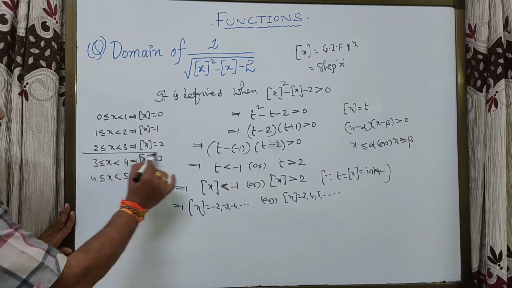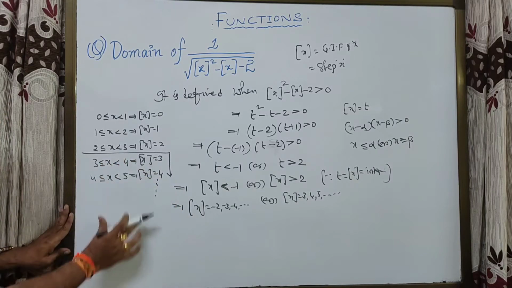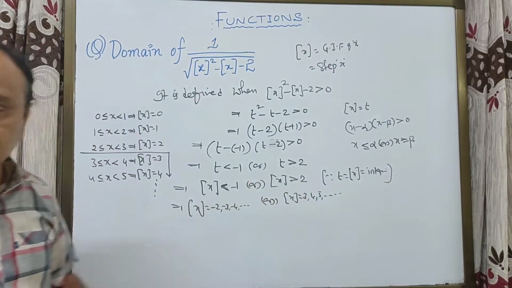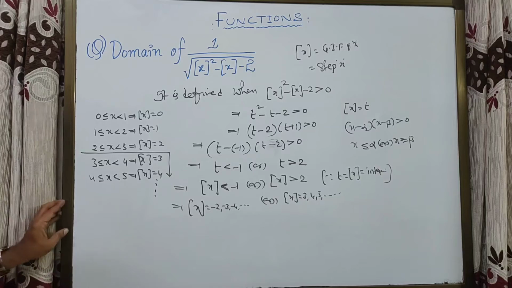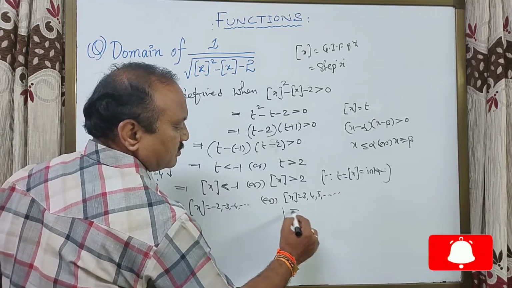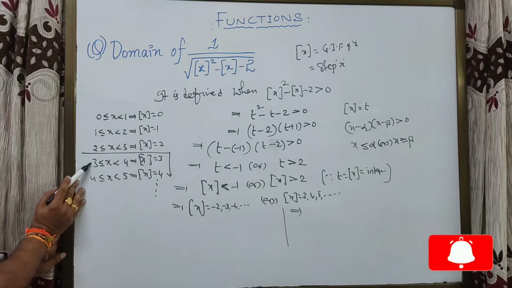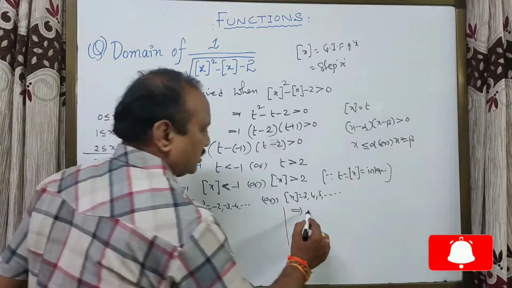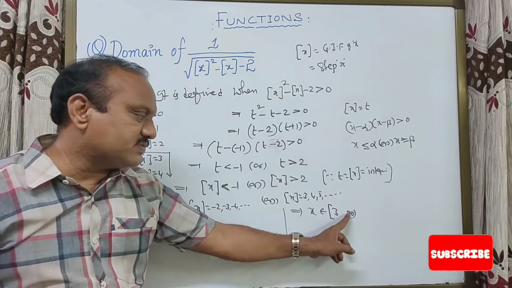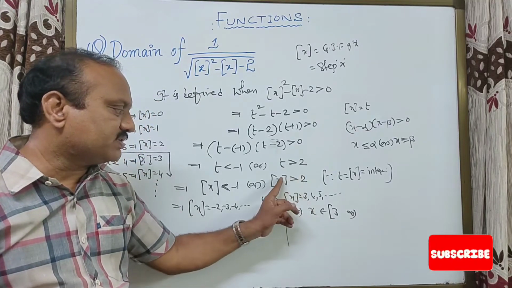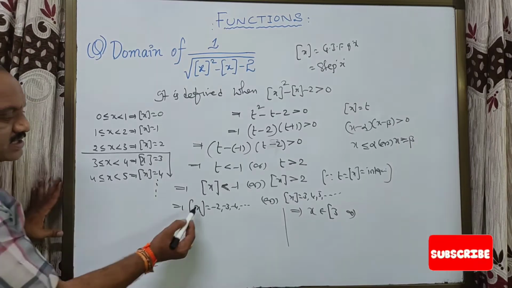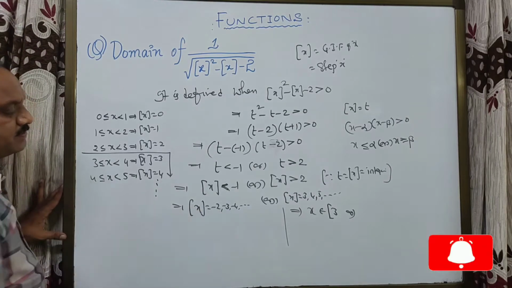Now from this onwards, step x value is greater than 2. So to satisfy this, all values x takes from 3 to infinity. X belongs to closed 3 to infinity. For these values of x, step x value is greater than 2. Understood? Now here step x equal to negative values.